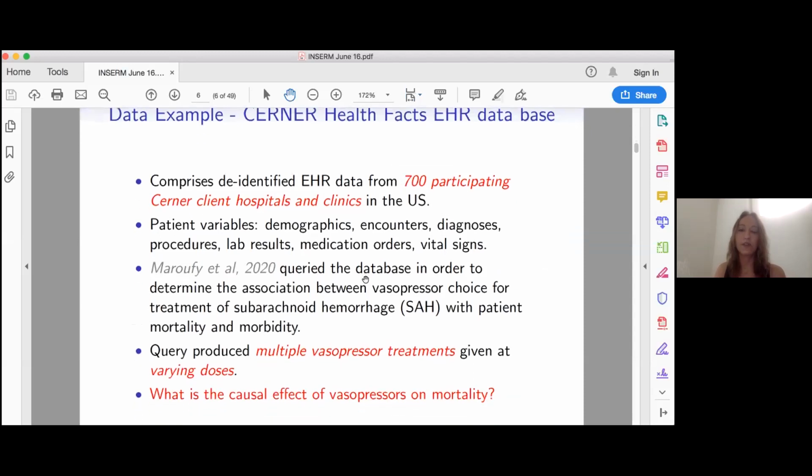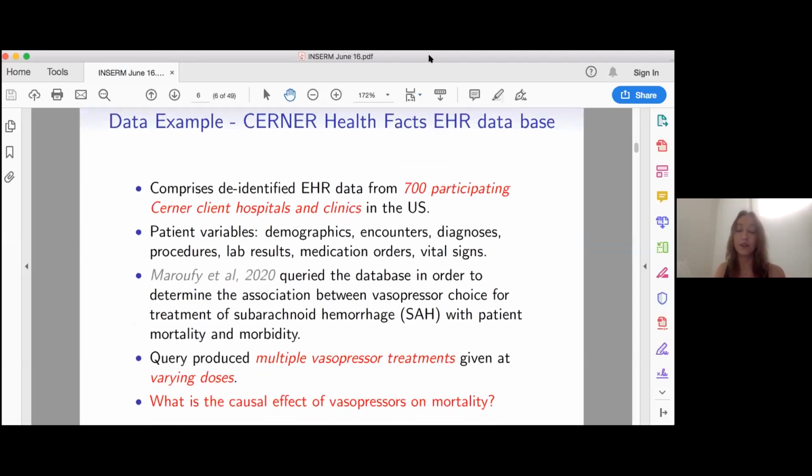Another example, and this is the one I actually analyzed because it was easier to gain access to. In the US, we have something called the Cerner Health Facts EHR database that comprises 700 participating hospitals. So a large number of people there. We don't have the richness of data from UK Biobank, of course, but we have your typical demographics, physician encounters, diagnoses of the patient, procedures, labs, etc.